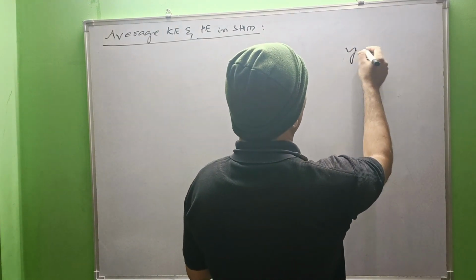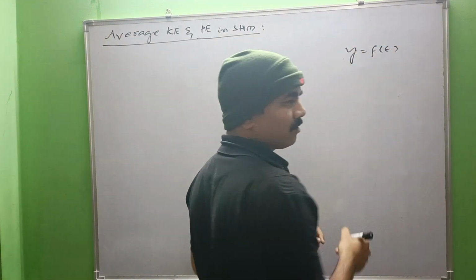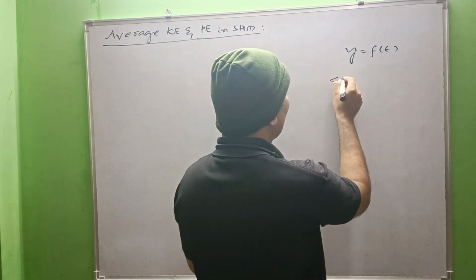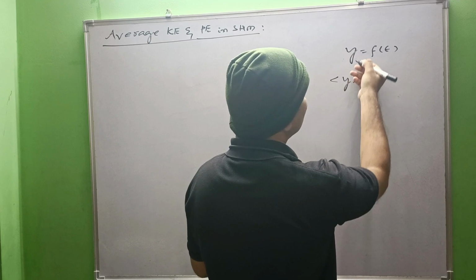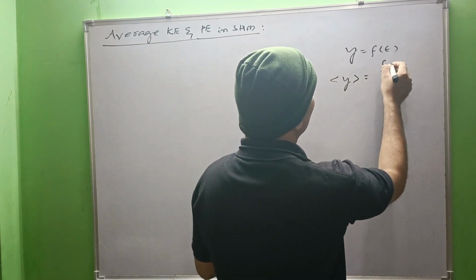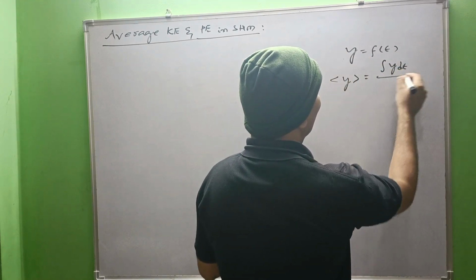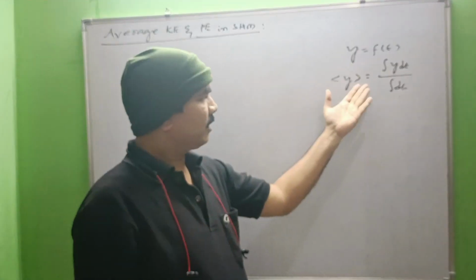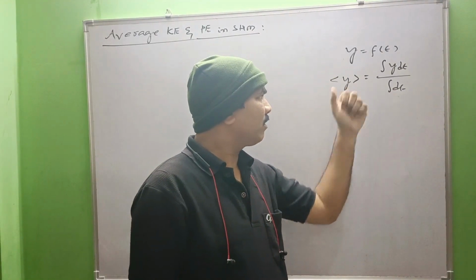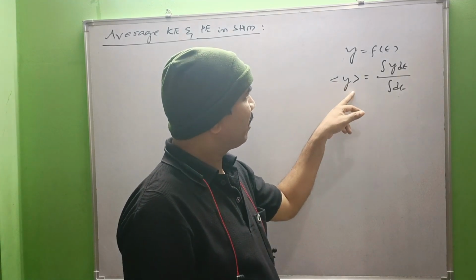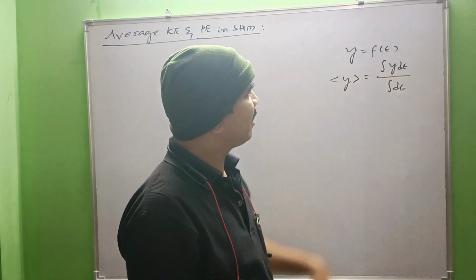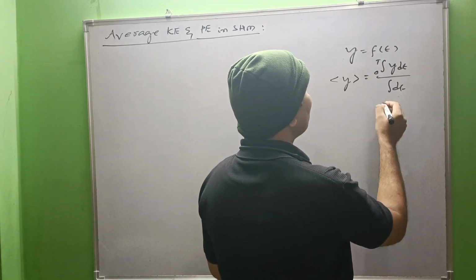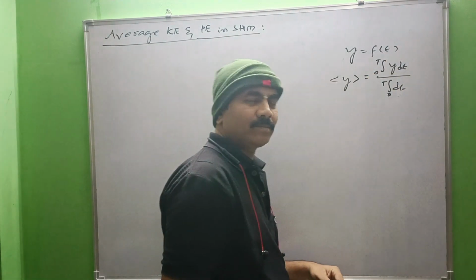Suppose y equal to f of t is any function. Now, what is the average of y? The average of a given y equals integral y dt divided by integral dt in a given time interval. So this is what is expressed for the average of any given quantity. So average of y equals integral y dt by integral dt under limits, for example, within a time interval, for example 0 to T, right?